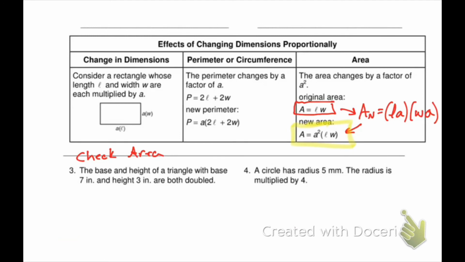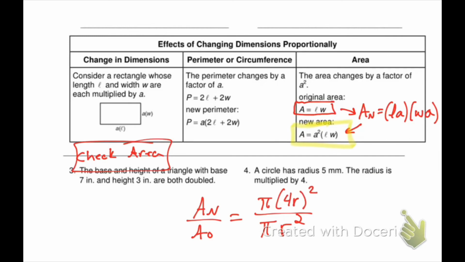Let's do one more example. Checking the area. Let's take a circle that's a radius of 5 millimeters, and we take the radius and we multiply it by a factor of 4. Now again, you could plug in all the numbers to solve for the area. I'm just going to show you guys the way I would do it. Area new over area of the original. So the formula, pi radius squared for the original. For the new one, the radius is multiplied by 4. So pi times 4 times the radius squared.